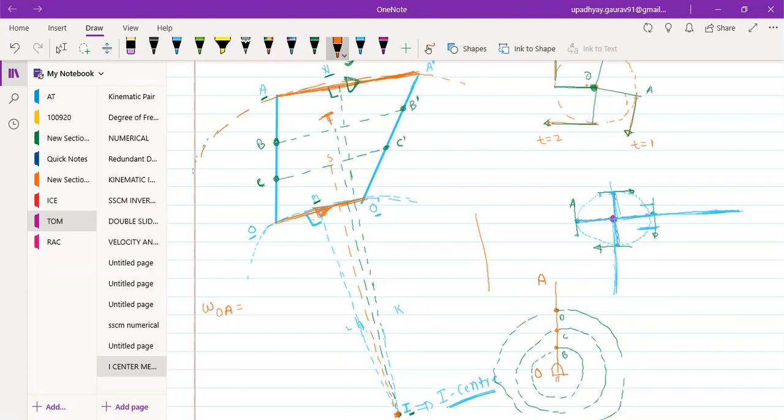What will be the angular velocity of link OA? सर रेडियस मिल गया सर, निकल जाएगा सर, फाइंड आउट. Exactly. It will be V_A A dash upon IN, or alternatively we can say that it will be equal to V_B B dash upon IT, or we can say that it will be V_O O dash upon IM. Yes or not? All will be same or will be different?